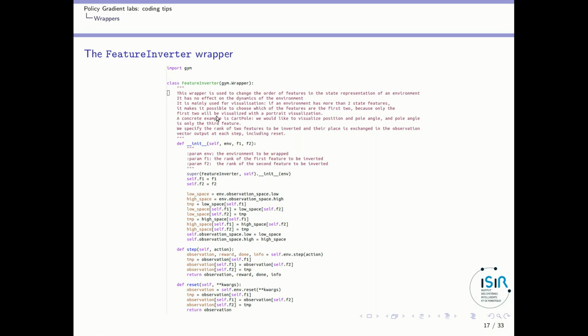The idea is that you tell it which features you want to invert, and the external environment will have the features in your order, whereas the internal environment will have the features in the OpenAI gym order. So I'm just saying that I want to invert feature F1 and feature F2, and then when I am calling step, it just exchanges feature F1 with feature F2 in the state.